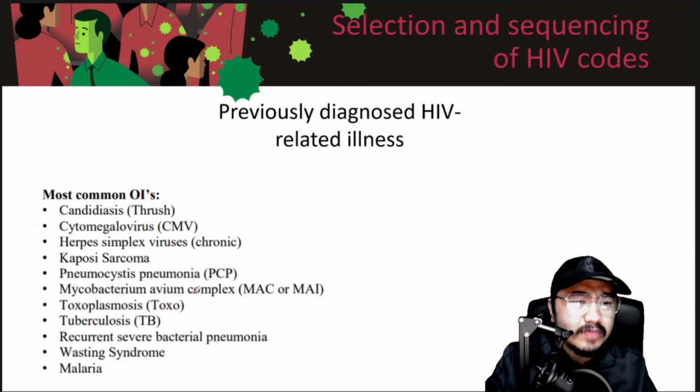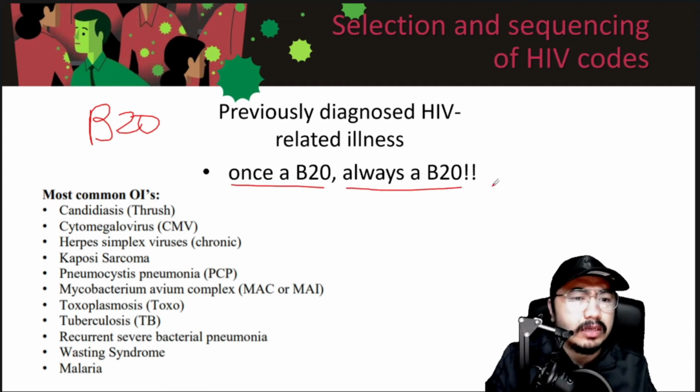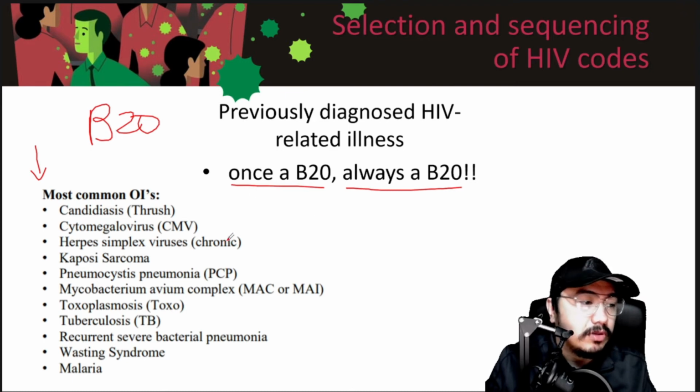All right, so as I have said earlier, if the patient was already diagnosed with a B20 before, it will always stay as B20. Okay, so as you can see from my slide here, once a B20, always a B20. And these are the common opportunistic infections or OIs. So just check those things, and you might want to take a screenshot. Just take note of that.